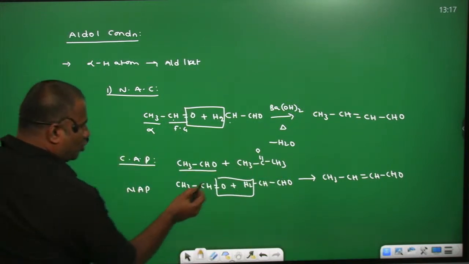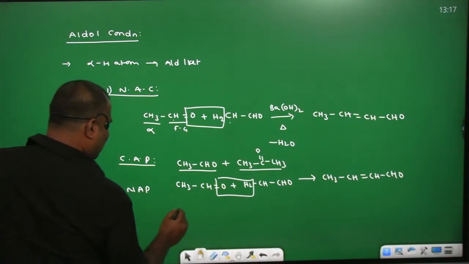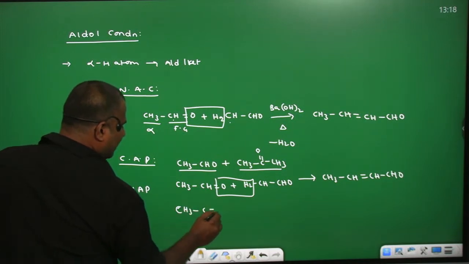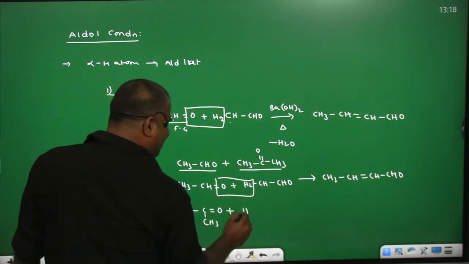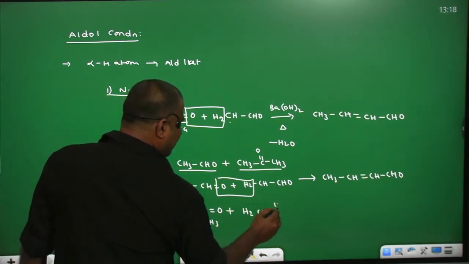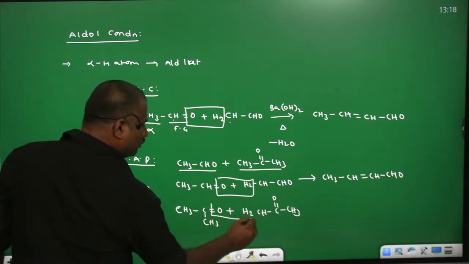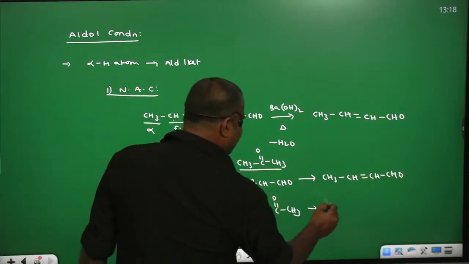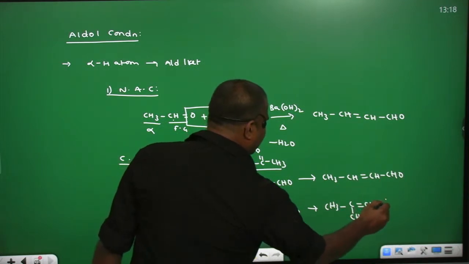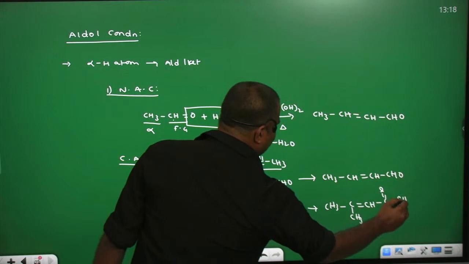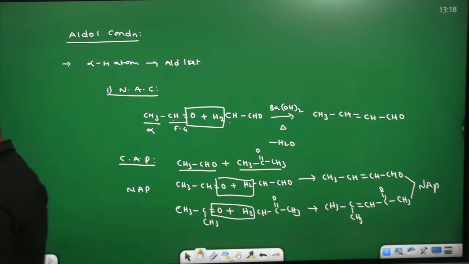And another combination, 2 molecules of acetone. What are we taking? 2 molecules of acetone. That is CH3, C double bond O, CH3, one molecule, and another molecule, from the alpha carbon, H2CHC double bond O CH3. Again you need to remove H2O. So the product is CH3, C double bond, CH3, CH double bond, C double bond O, CH3. These two are normal aldol products.